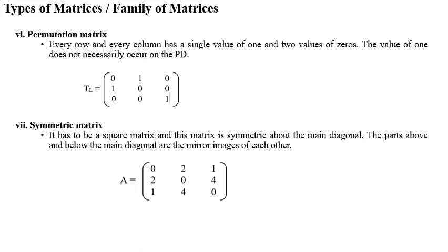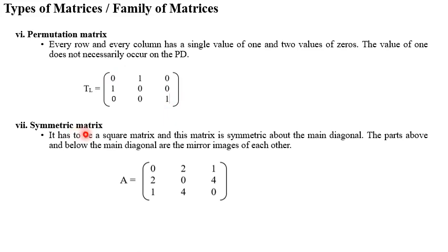Next is a permutation matrix. Every row and every column has a single value of 1 and two values of 0. So the value of 1 does not necessarily lie on the principal diagonal. It may or it may not.